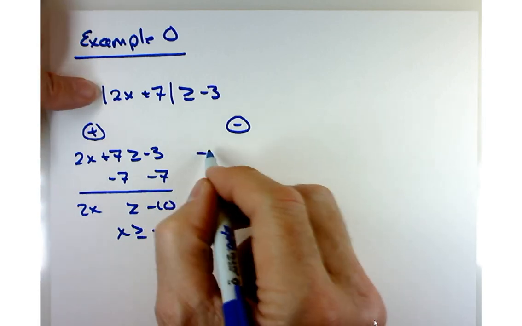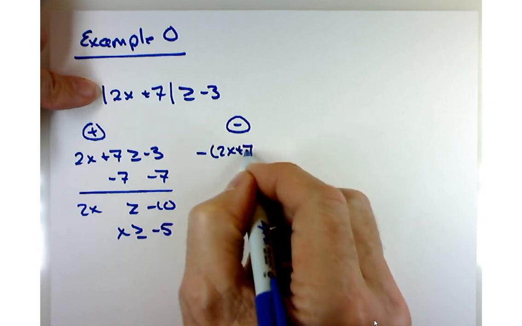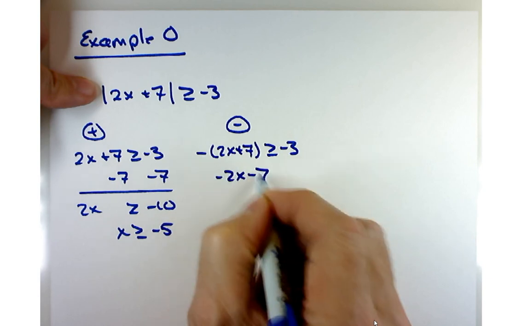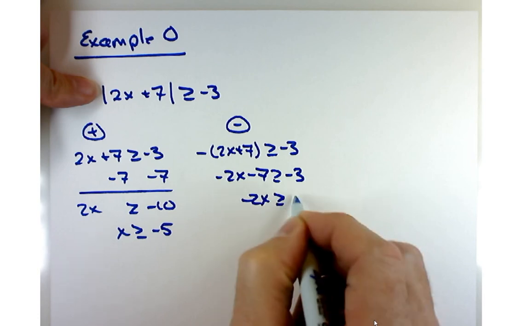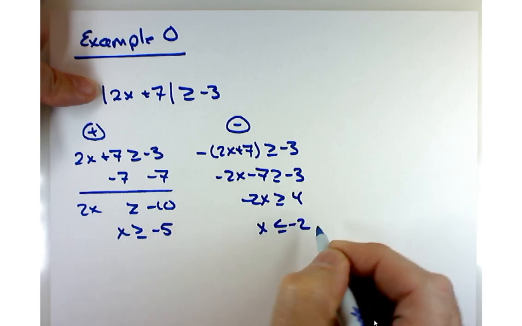If I take the negative case, I get negative of 2x plus 7 greater than or equal to negative 3, negative 2x minus 7. You know, just keep on solving. Negative 2x is greater than positive 4. X is less than or equal to negative 2.